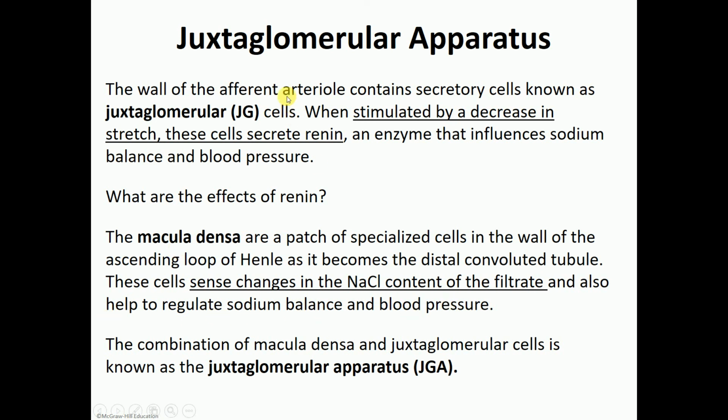You'll see that both of these cells have the same function, but in different ways. The juxtaglomerular cells secrete renin, and these are stimulated by a decrease in stretch, meaning a decrease in blood pressure, while the macula densa cells detect changes in osmolarity of the filtrate. So they detect changes in the sodium chloride content of the filtrate. Again, both of these cells together make that apparatus known as the juxtaglomerular apparatus.